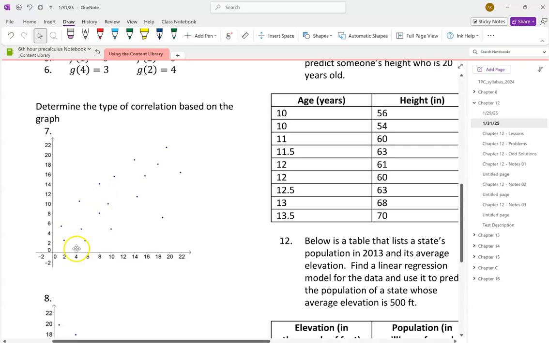Okay, so if I look at this one, it says determine the type of correlation based on the graph. So first thing I'm going to do is look to see if this correlation is positive or negative. This is positive because it's kind of the data sloping up.